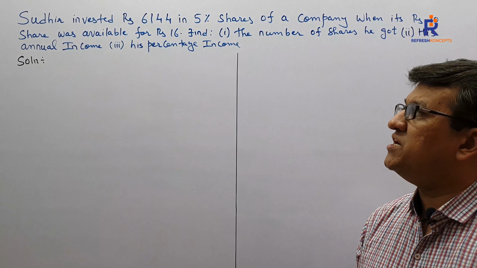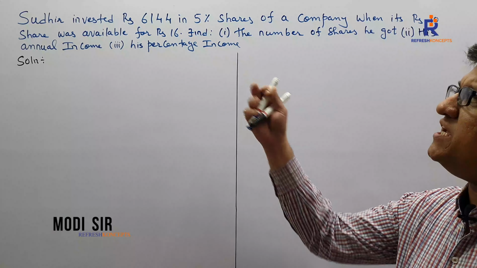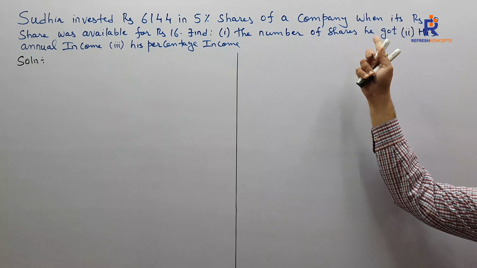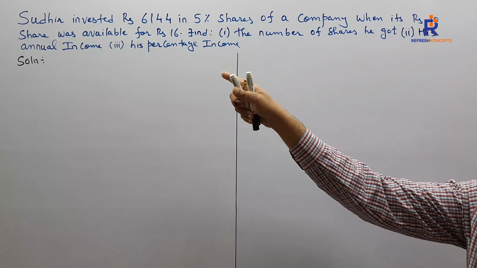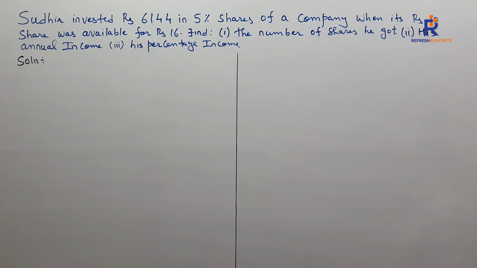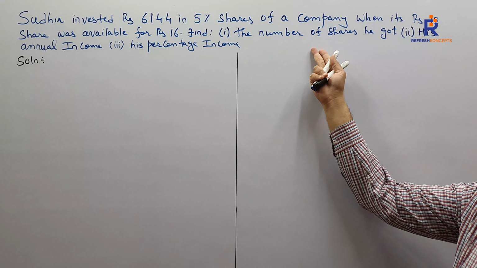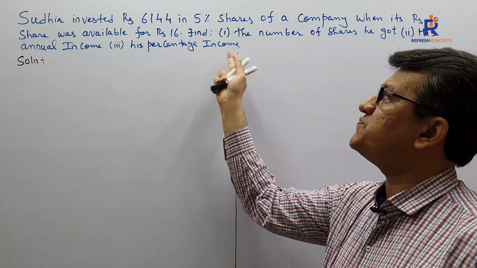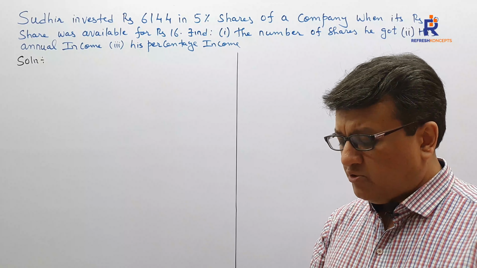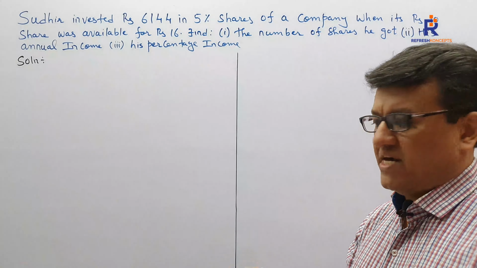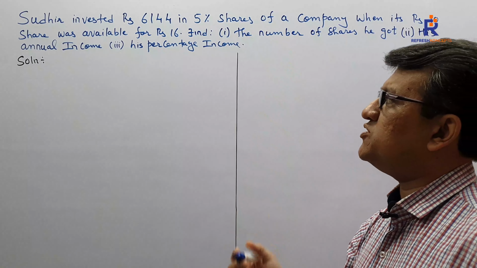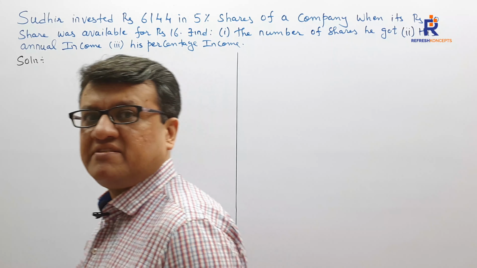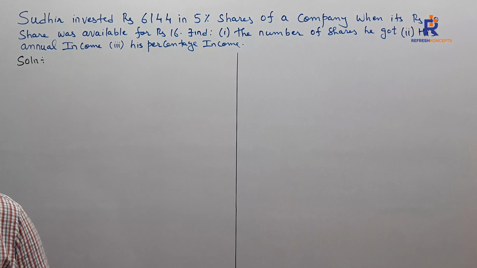Children, let's move on to the next one. Sudhir invested rupees 6144 in 5% shares of a company when its rupees 10 share was available for rupees 16. Find the number of shares he got. Second, his annual income. Third, his percentage income. Now children, unlike the previous one, I cannot write down a direct formula to get the percentage income. Here we have three separate questions, so we have to work step by step.